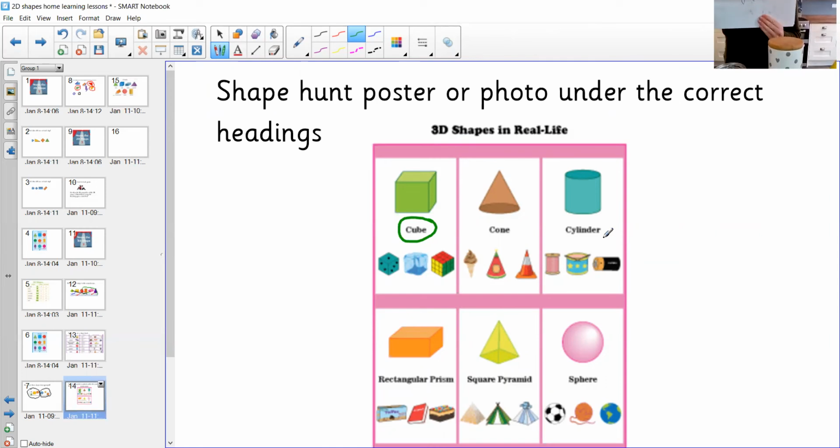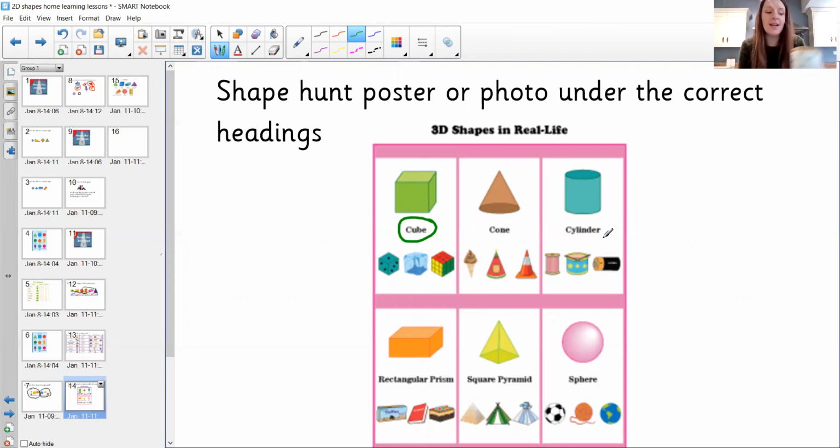You can either collect all the things and just put the label next to them, or, if you want to, you could challenge yourself and draw them. So you could draw all the different things that you found that are cylinders or cubes or square-based pyramids or spheres, okay, and make a poster. And then you can send it to your teacher on Dojo. So going for a hunt for 3D shapes, finding as many as you can and putting them under the right name for that 3D shape.